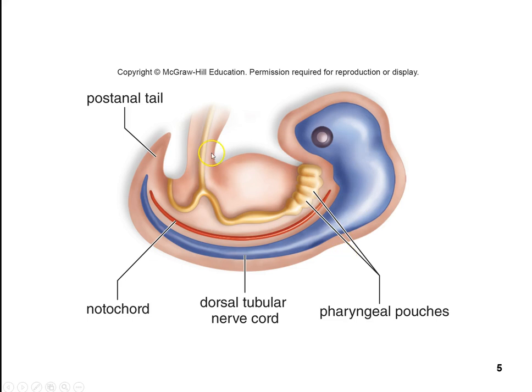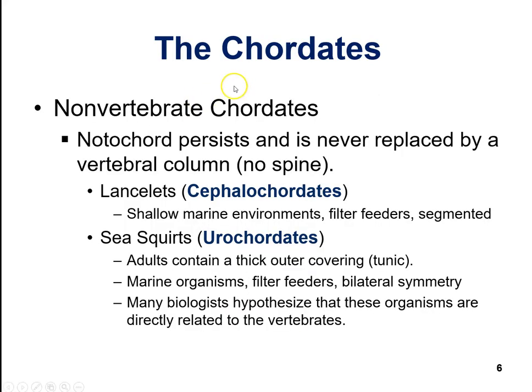All right, and so this is just showing you this. So again, these are things that are around early on during development. So obviously this is showing you an embryo here. You can see these pharyngeal pouches, the dorsal tubular nerve cord, and the notochord here. Again, these are all structures that are necessary for proper development of the nervous system. If you want to think about the notochord and the dorsal tubular nerve cord, and then also the presence of the post-anal tail. Okay. So let's talk about what examples there are of non-vertebrate chordates.